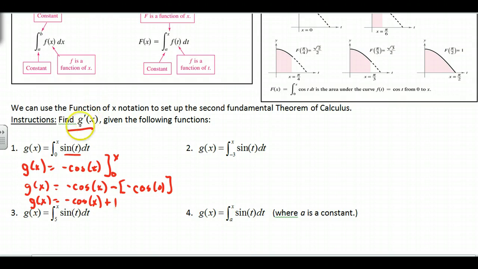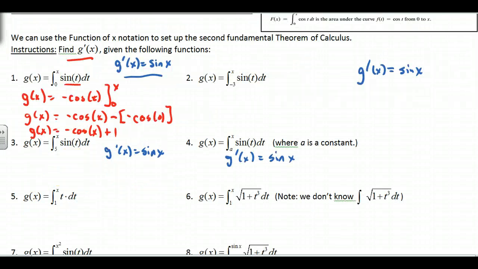Now what the instructions say, though, is find g prime. I kind of ran out of room here, so to find g prime, I take the derivative of this. Well, the derivative of the cosine is negative sine. With the negative there, I get the sine, so this would be the sine of x. What's the derivative of a constant? The derivative of a constant just goes away. So g prime is equal to sine of x. Now look at some patterns and see if you can figure this out. I want you to do 1 through 4 and see what you find out for g prime of x. Pause this and go ahead and do that.